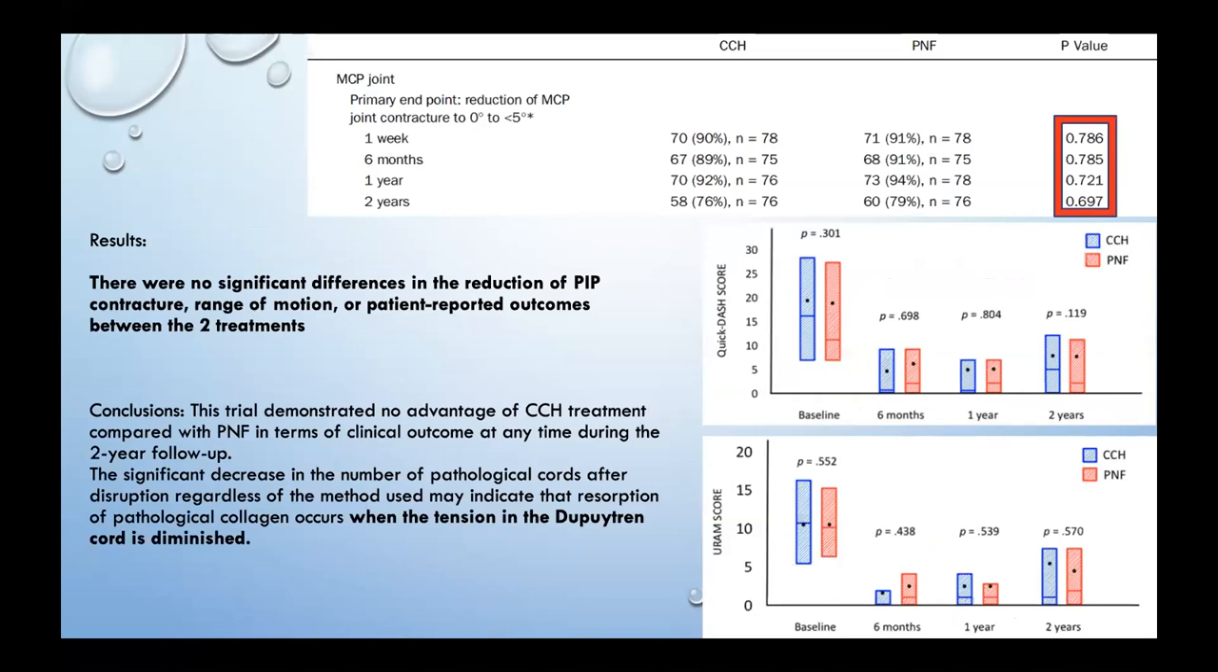Also, an interesting conclusion by them to explain their results is that the significant decrease in the number of pathological cords after disruption, regardless of the method, may indicate that the resorption of the pathological collagen occurs when the tension in the cord is diminished. Also, you don't have to forget that the collagenase injection is more expensive, so you can tailor your answer according to your experience and training and relate to the patient condition.